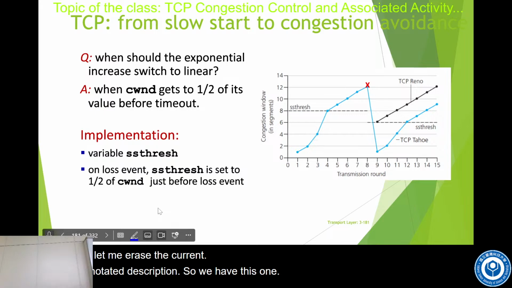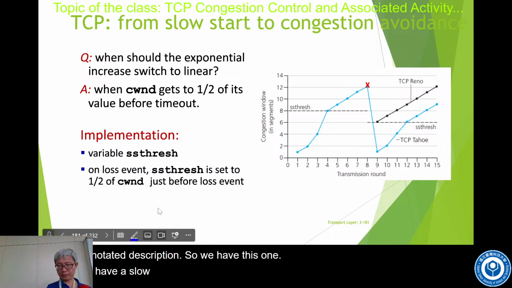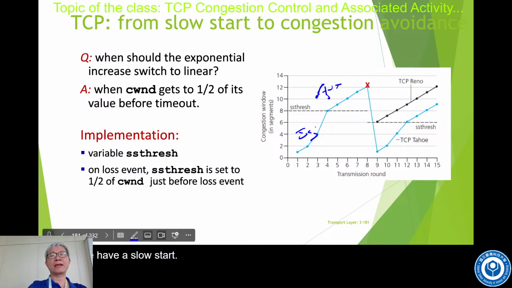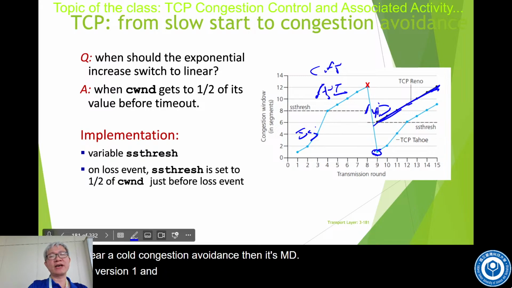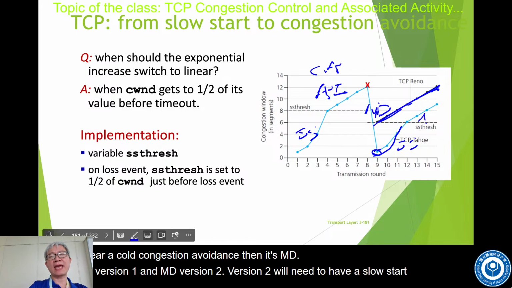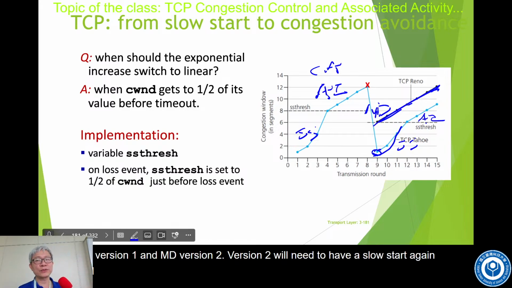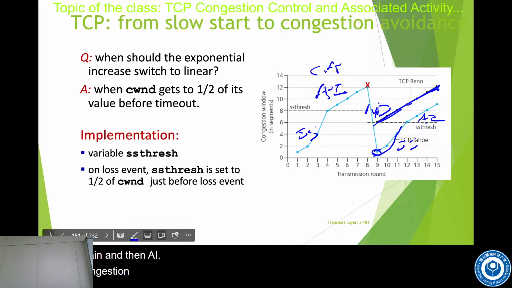So, we have this one. We have a slow start. We have AI, or here it's called congestion avoidance. Then it's MD, MD version 1 and MD version 2. Version 2, we need to have a slow start again, and then AI or congestion avoidance. So the current one, we have the description.